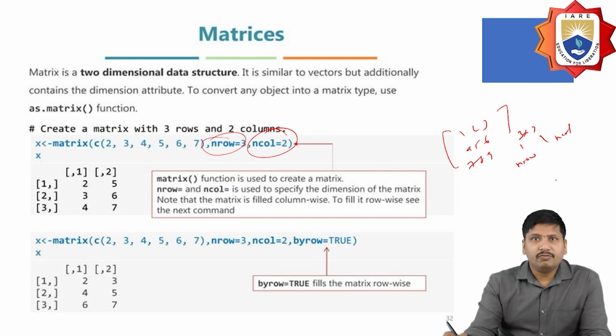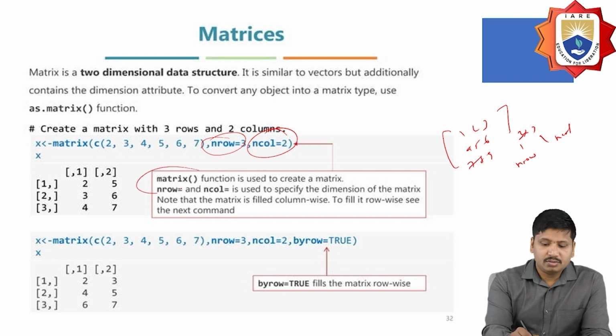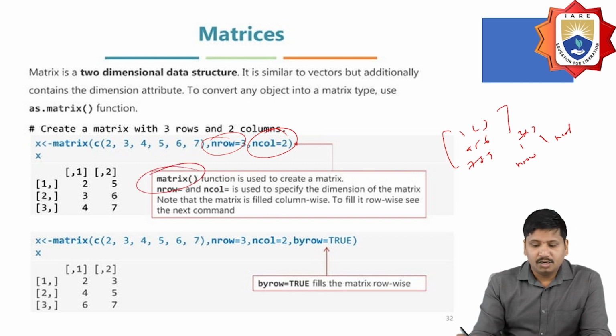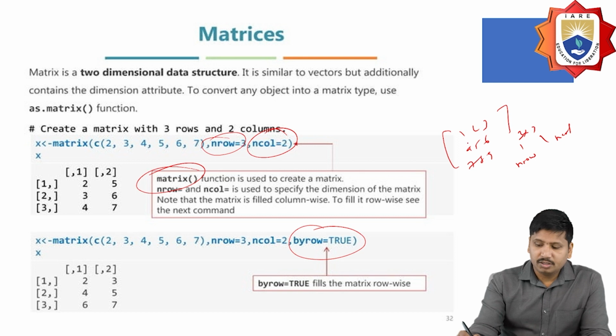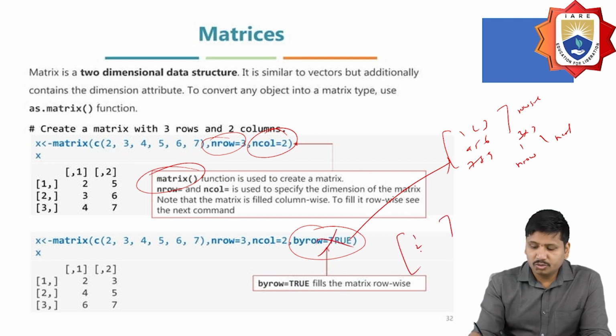So the function is created with matrix(). If I specify byrow equal to TRUE, all the values are going to be stored row-wise. If I'm not mentioning this, the values are going to be stored column-wise.